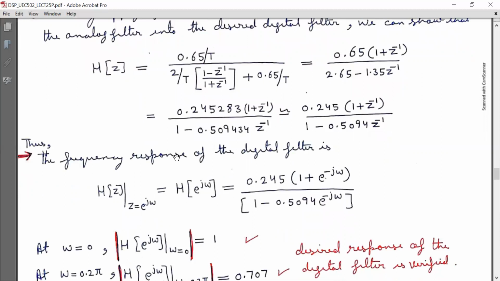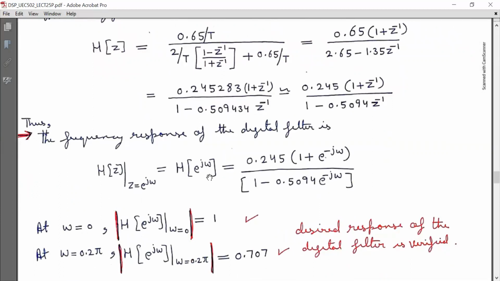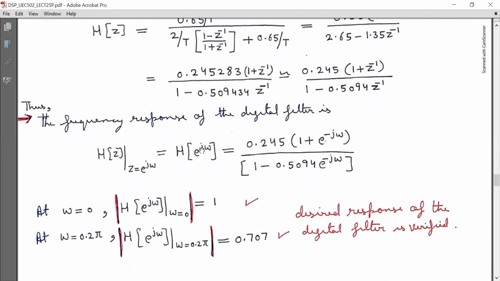Thus, for measuring the frequency response of this digital filter, we will evaluate H(z) at z equal to e raised to j omega, that is putting r equal to 1, that is, on the unit circle. So that will lead to H(e^j omega). Substituting z equal to e^j omega will lead to 0.245 (1 plus e^-j omega) divided by (1 minus 0.5094 e^-j omega). Now this is the frequency response or system function.